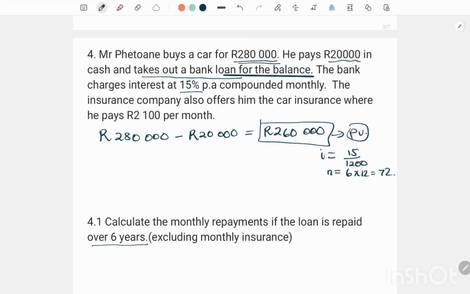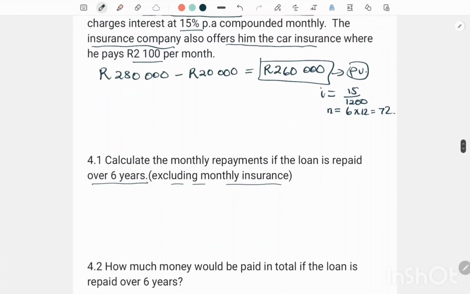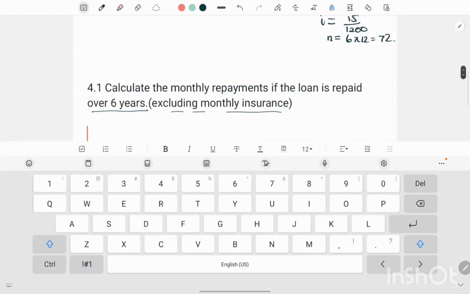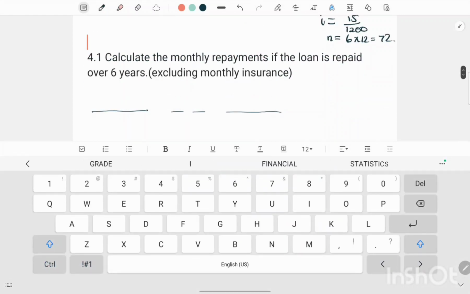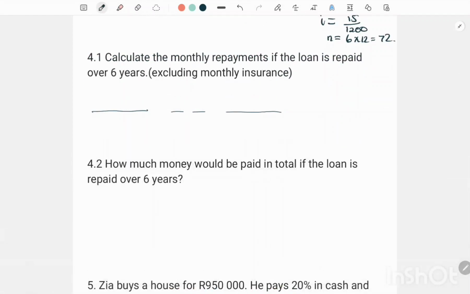Then the insurance company offers him the car insurance where he pays 2.1 per month for the car insurance. So calculate the monthly repayments if the loan is repaid over 6 years, excluding the insurance. We want to know how much he pays, excluding the insurance.